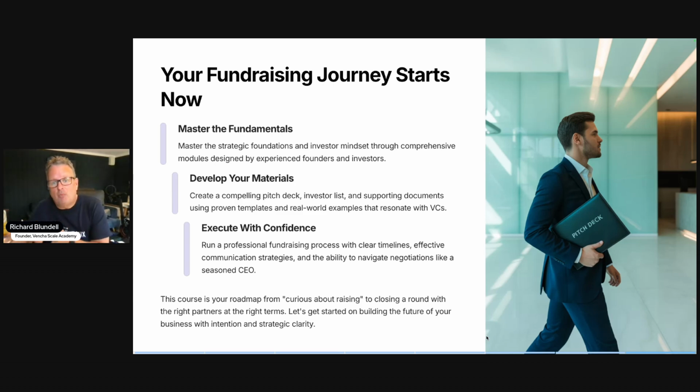And then execute with confidence. Run a professional fundraising process with clear timelines. Impress VCs with the fact you're running with a structure and you're running with really, really high quality materials. Communicate with them effectively. And then be able to obviously negotiate when it gets down to there, like a seasoned pro CEO. All of that is in that course.